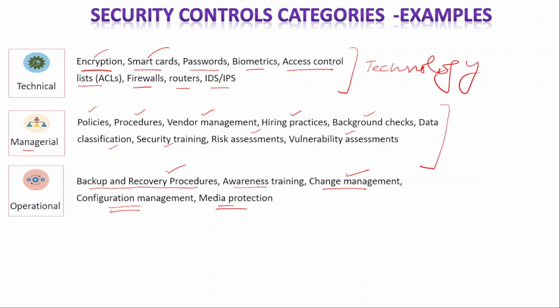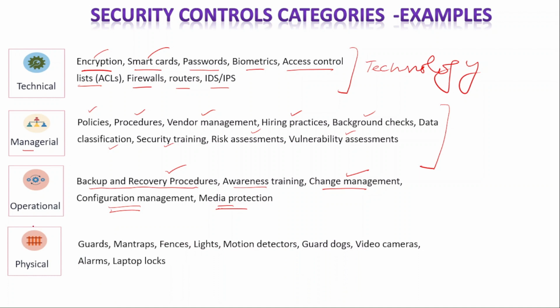And the last category is the physical. So again, the examples are physical in nature, such as guards, man traps, fences, lights, motion detectors, video cameras, alarms, and laptop locks. So the lock here is basically a physical lock, not locking the computer windows or laptop windows. This is basically physical in nature.